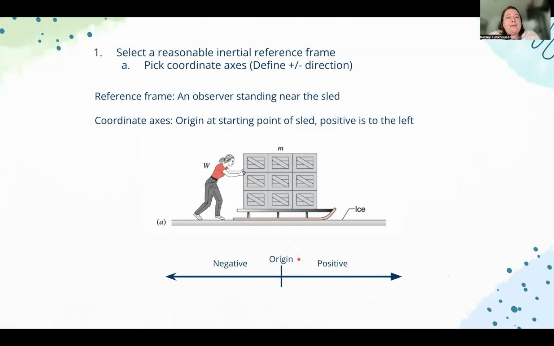Our reference frame is just going to be an observer standing near the sled. An example of a bad choice of a reference frame would be the frame of the sled itself. Since the sled likely is experiencing acceleration, that reference frame would not be inertial and would not be useful for solving the problem. And then our coordinate axes, we will set the origin to be the starting point of the sled. And then positive will be to the right, and negative will be to the left.